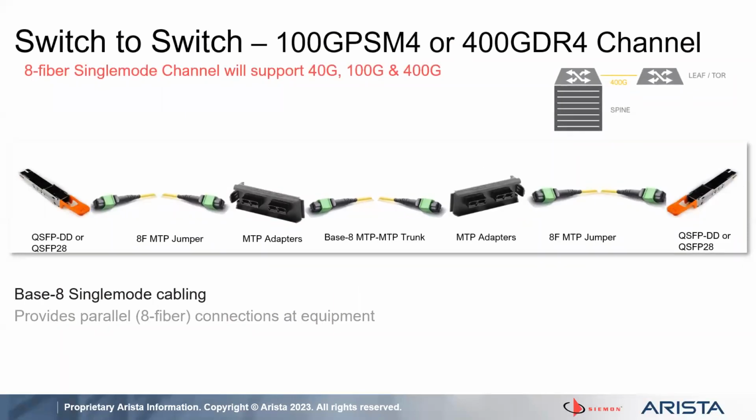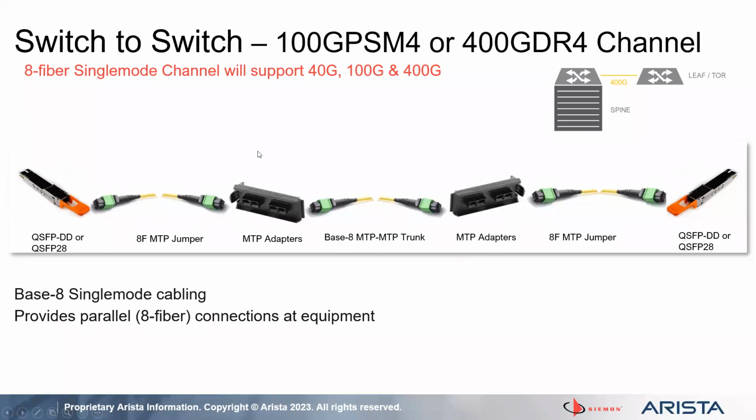Another example that's pretty common, still looking at switch to switch uplinks, is the 100 gig PSM4 or the 400 gig DR4 single mode. This does require the 8 fibers utilized for those options. You can see pretty much the same in the middle, the base 8 trunk. But instead of converting to duplex LCs, I'm just using adapter plates on either end, and then from that I'm going to use a standard 8 fiber jumper.